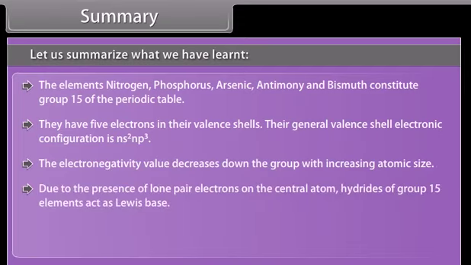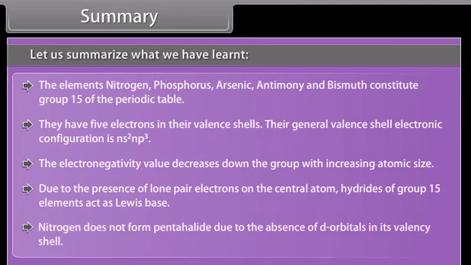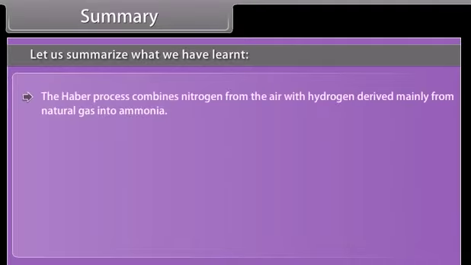Due to the presence of a lone pair of electrons on the central atom, hydrides of group 15 elements act as Lewis bases. Nitrogen does not form pentahalide due to the absence of d orbitals in its valence shell. The Haber process combines nitrogen from air with hydrogen derived mainly from natural gas into ammonia.